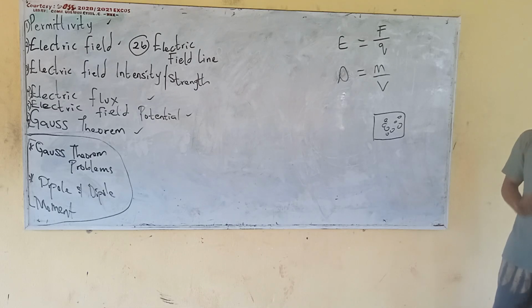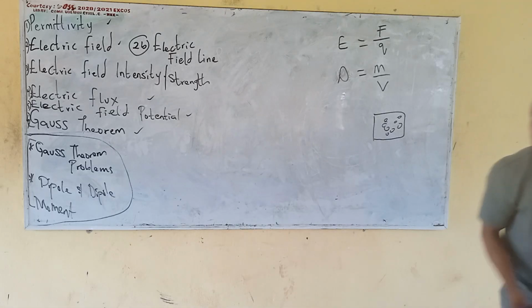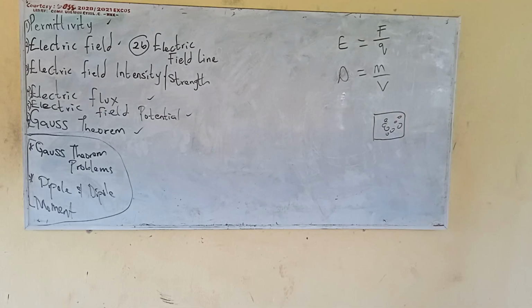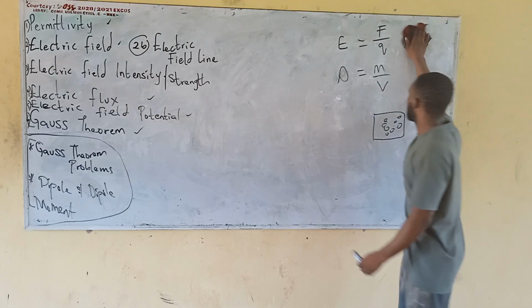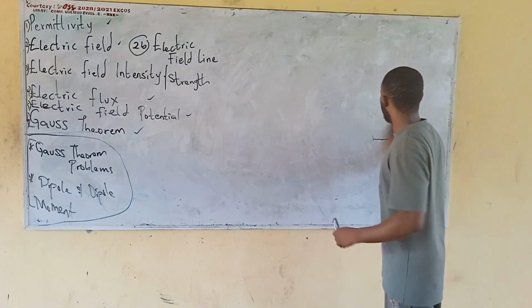So they are the same thing. Sometimes they quote it as force per unit charge. It's the same thing. So I said, how much force is acting on a charge in an electric field? That's what electric field intensity is. So please, I want to show this. Look at this.